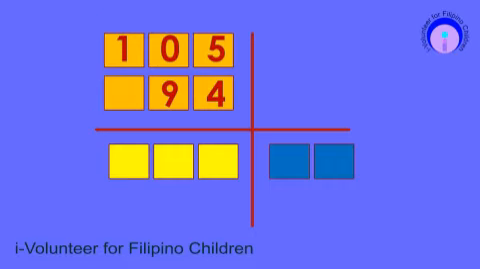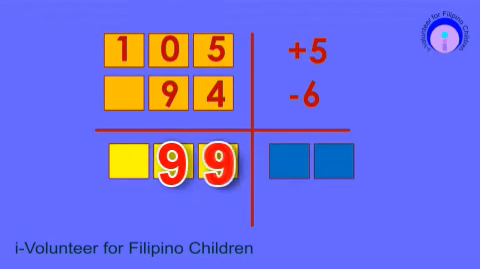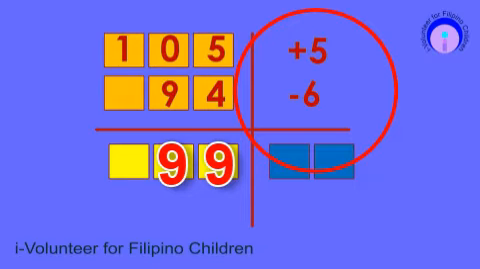This time we have a 3-digit number by 2-digit number. 105 is in excess of 5 units, while 94 is lacking 6. So let's write positive 5 beside 105 while negative 6 beside 94. Let's find the first two digits of the product. 94 plus 5 is equal to 99. Please take note that there is a positive and negative symbols here.